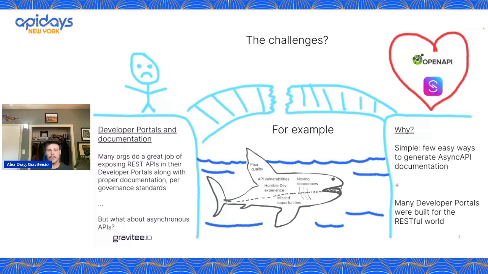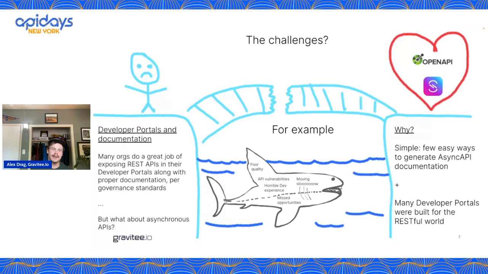And why? Well, one, if we take the documentation side of the house, there just aren't that many solutions that can easily generate async API documentation, or dev portals that can host it. That's a major problem. And at the end of the day, it's because most of the developer portals out there were built for the RESTful world. Now, that's not necessarily a bad thing.